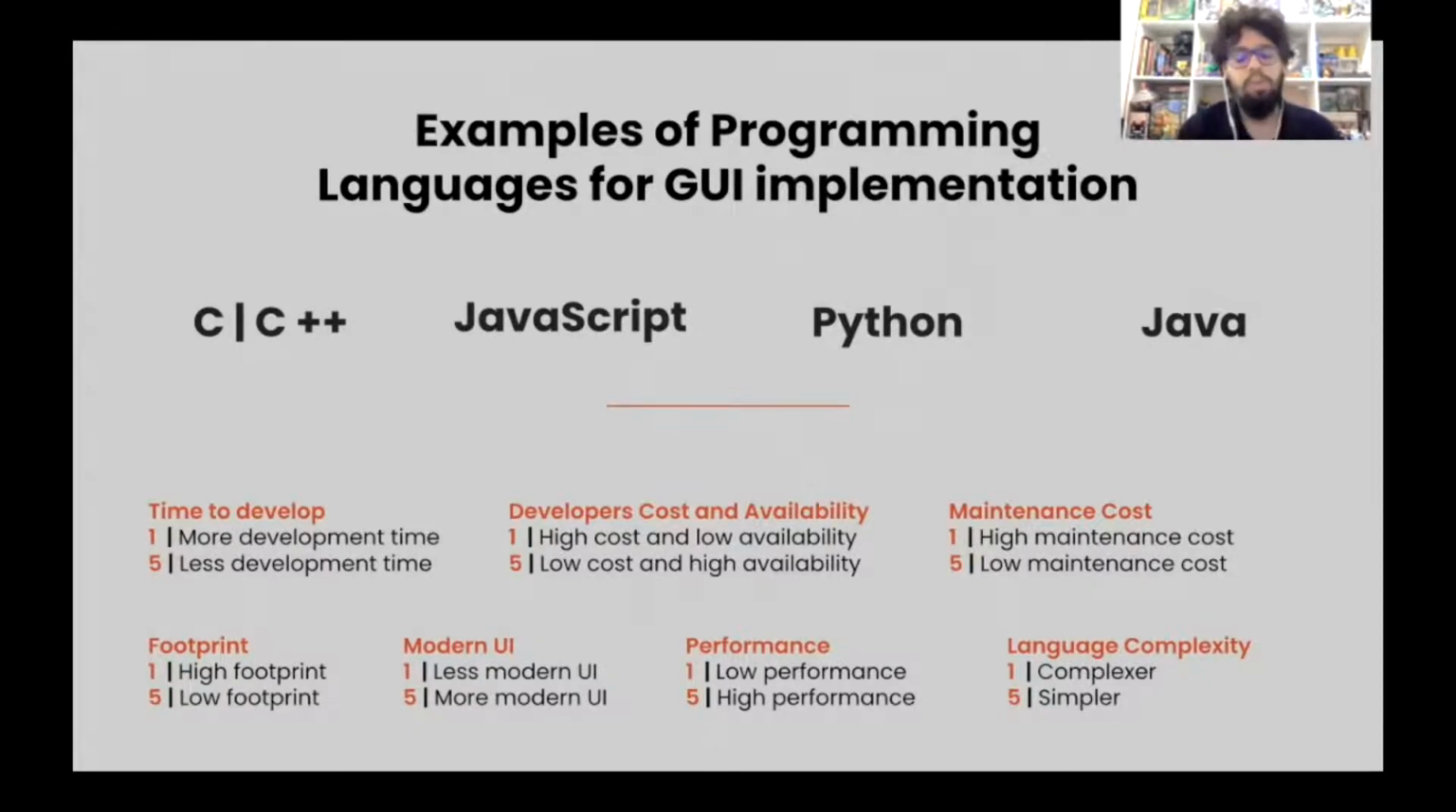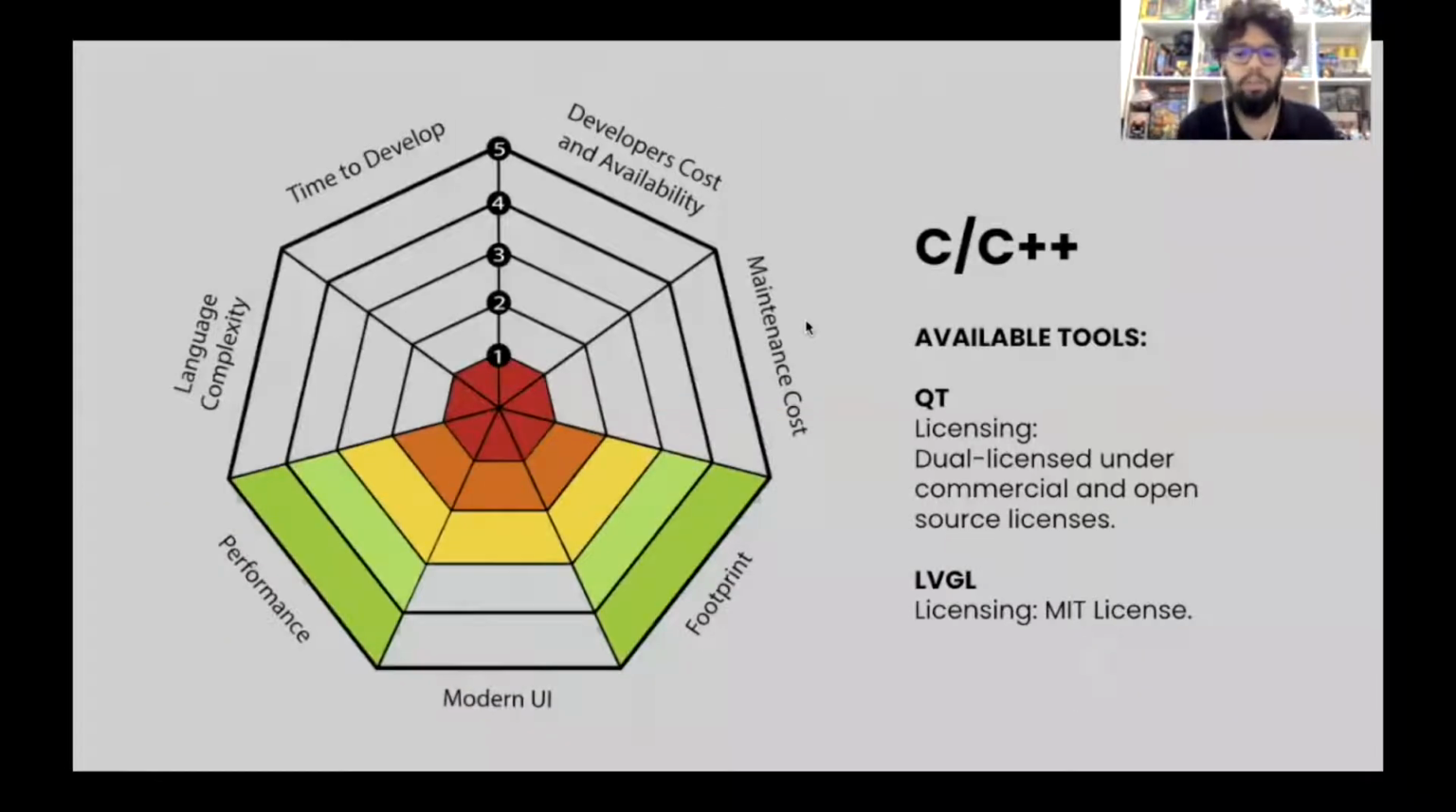It's important to note also that the results are usually dependent on the type of framework used to build your GUI. And these topics are rated from 1 to 5, where 1 is a bad score. So let's take a look at each language individually and see their strongest and weakest suits. So let's start with C++.